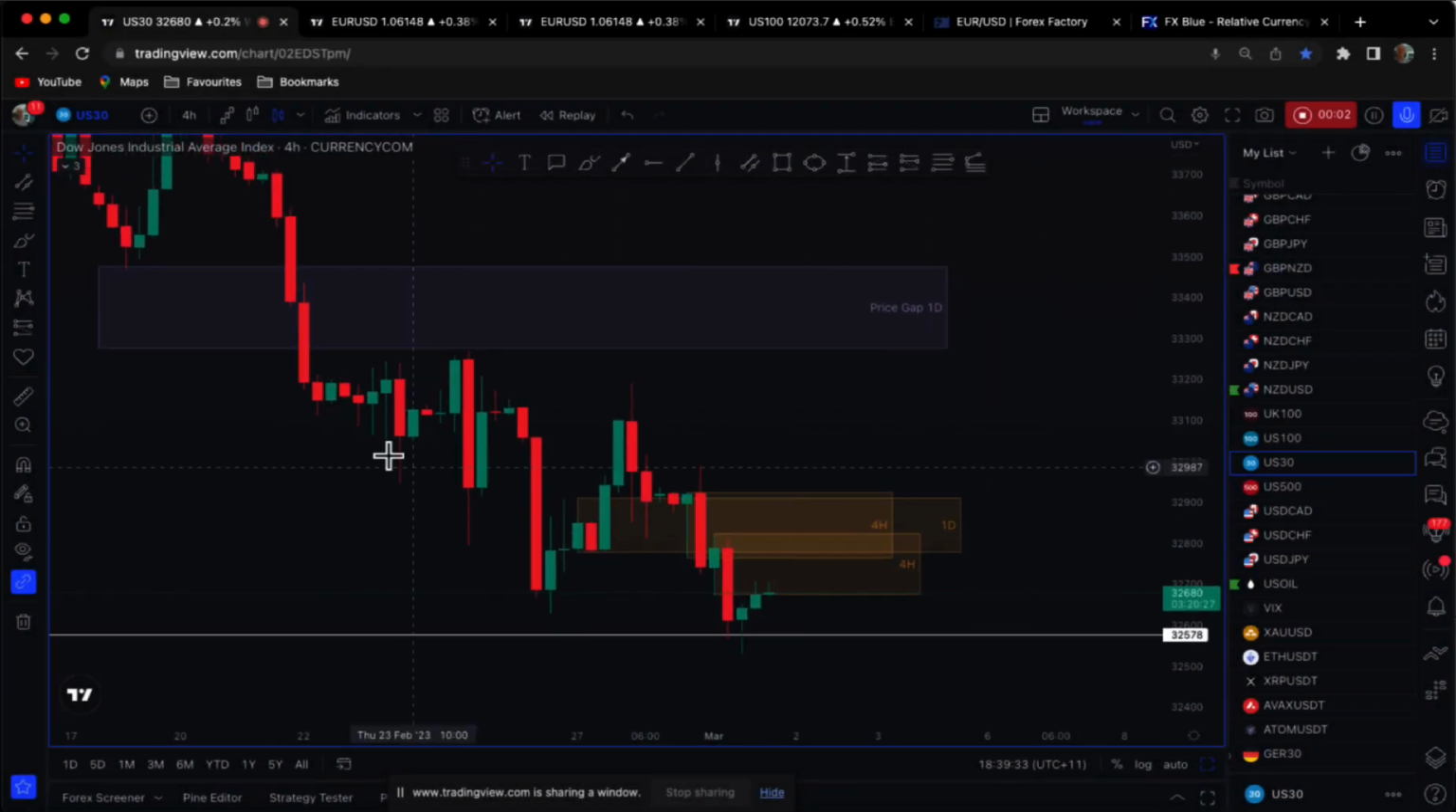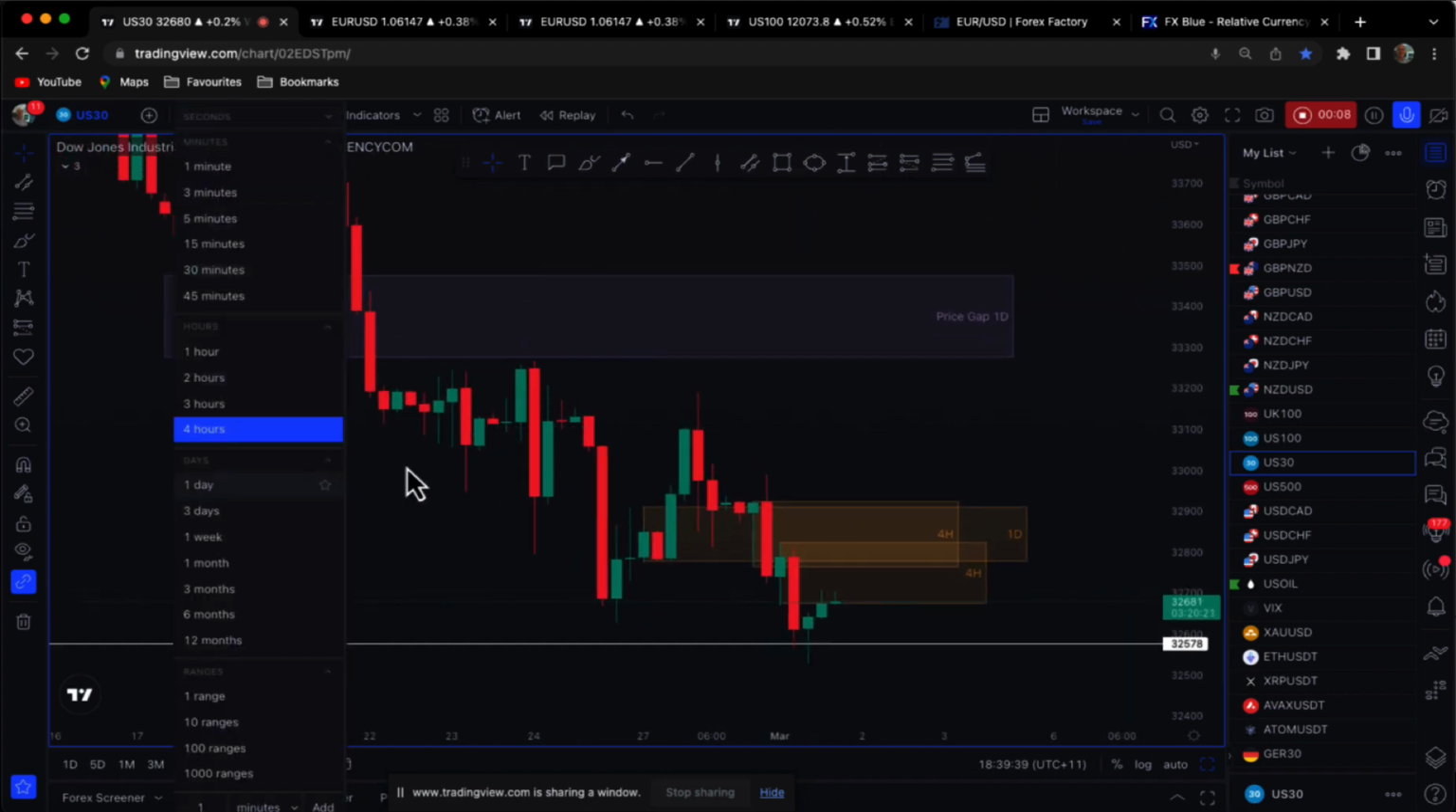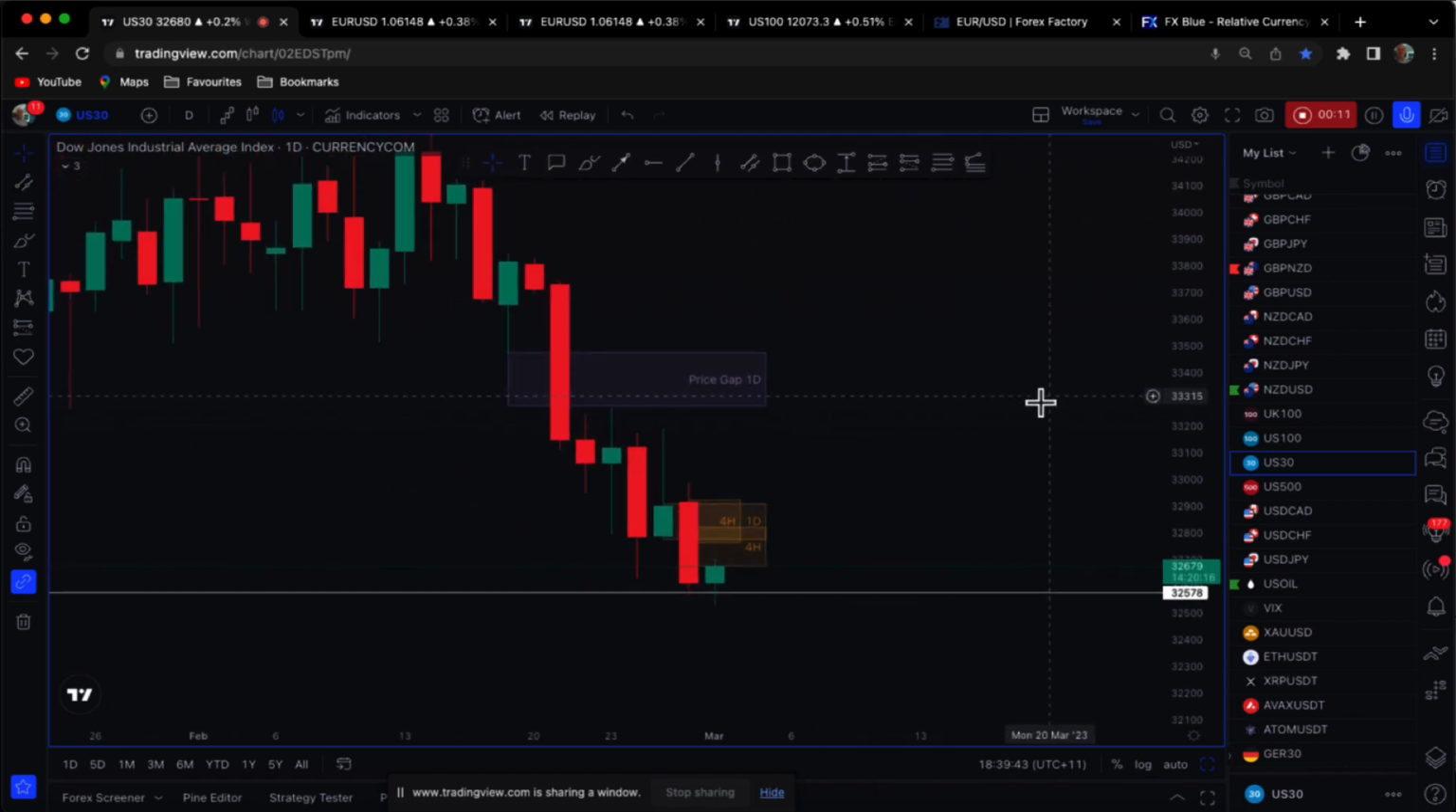Traders, Anthony here. I'm looking at the US30. I'll go out to the daily and show you what I've got. I've marked up the high and low of this green candle balance area. Pull that across. And just taking note that we've got this price gap above here as well.